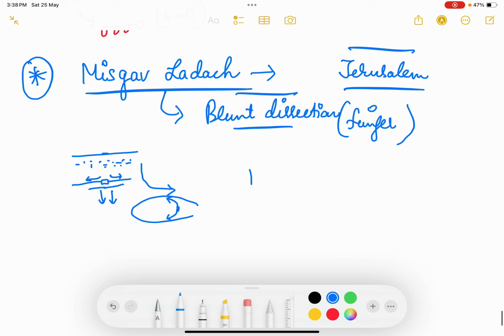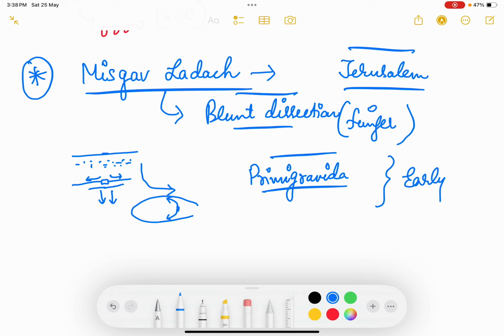It is favorable in primigravida where there are no adhesions, but if there are dense adhesions, you generally have to go for sharp dissection. This technique is preferred because it leads to early recovery of the patient, and pain is also less in the Misgav Ladach technique.